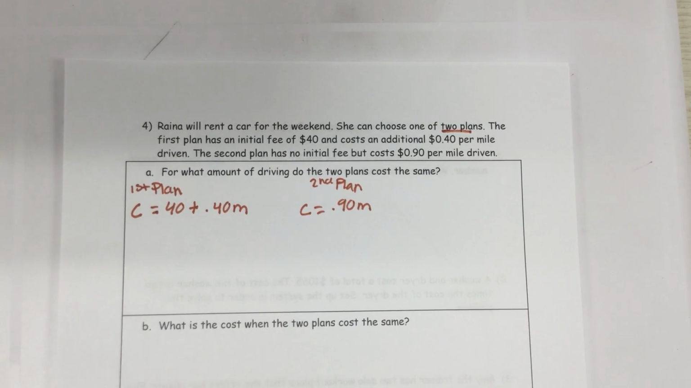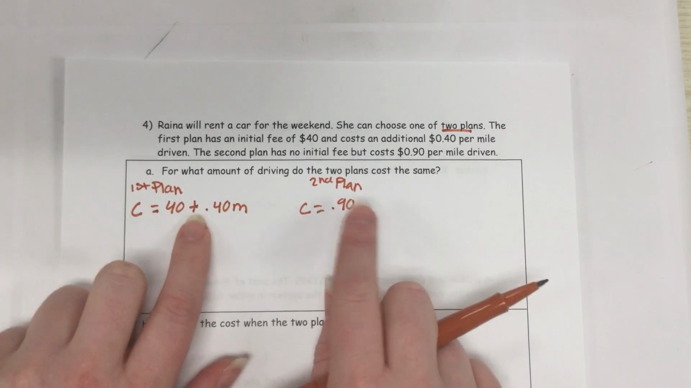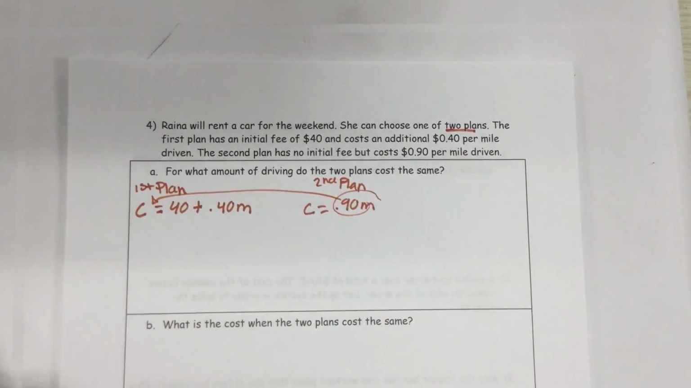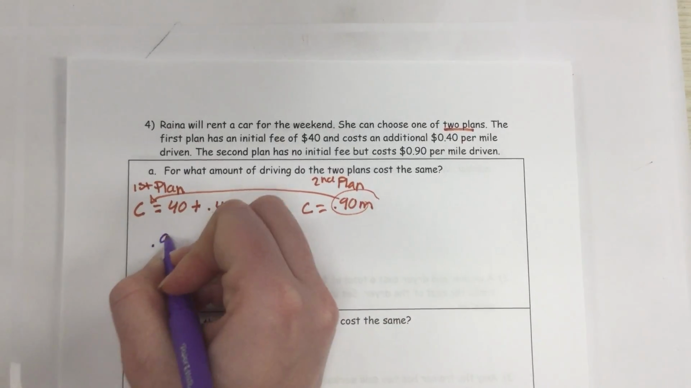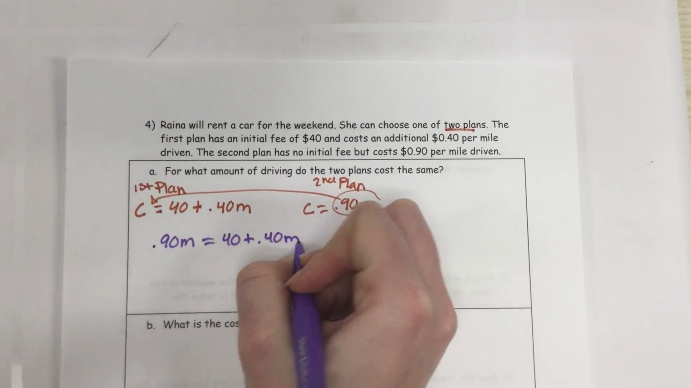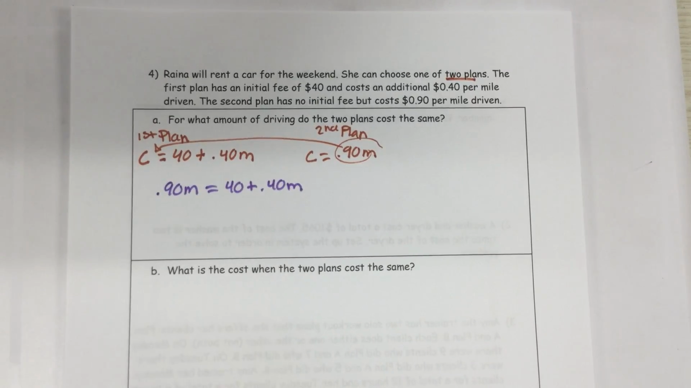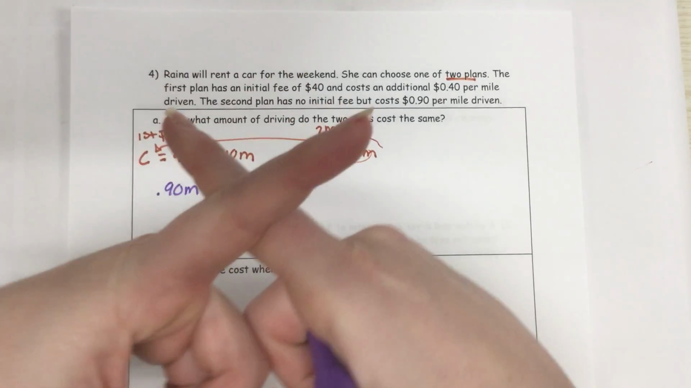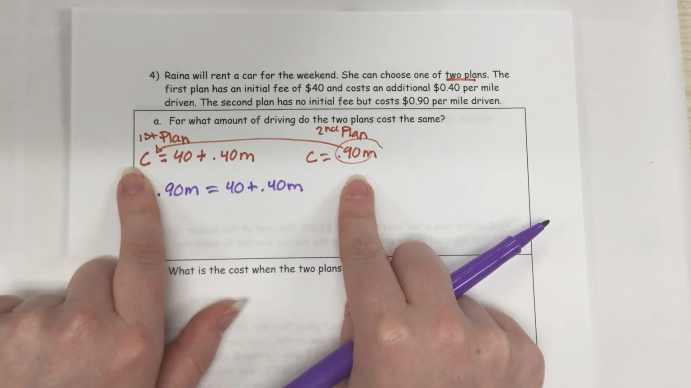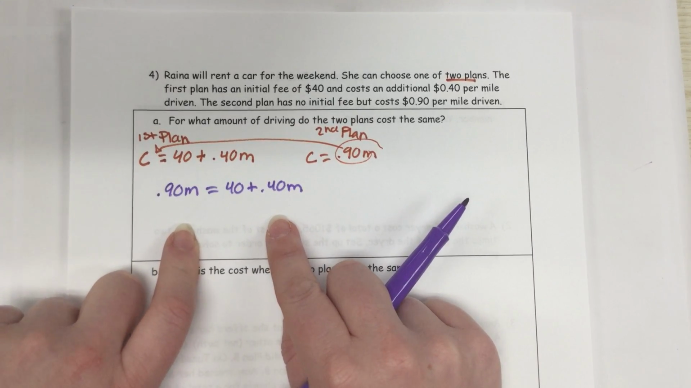All right, and if I'm noticing here, they're both C equals, which makes life easy, because if they're both equal to C, then I can just set these guys equal, or essentially what you're doing is you're substituting this right in there. Okay, and so you'll have 0.90 miles equals 40 plus 0.40 miles. Okay, and so we want to, for what amount of driving do the two plans cost the same? Essentially what that means is where's the solution of those two guys? Okay, and I use the system or the method of substitution, and now just solve, okay, for the amount of driving, the amount of miles.